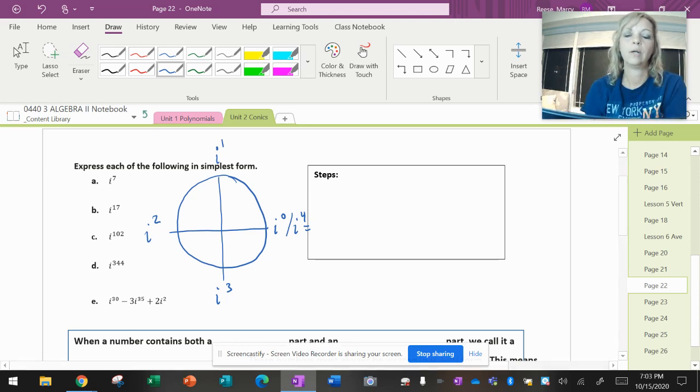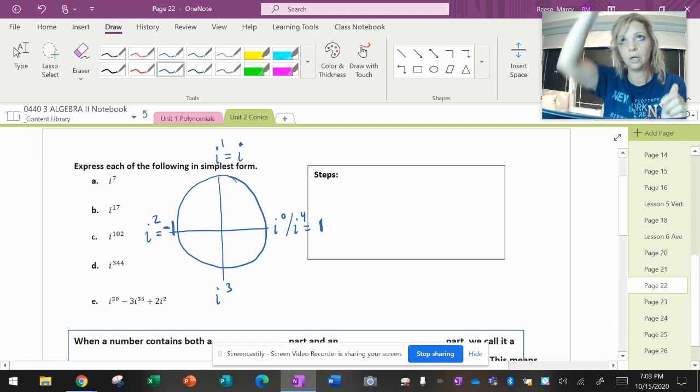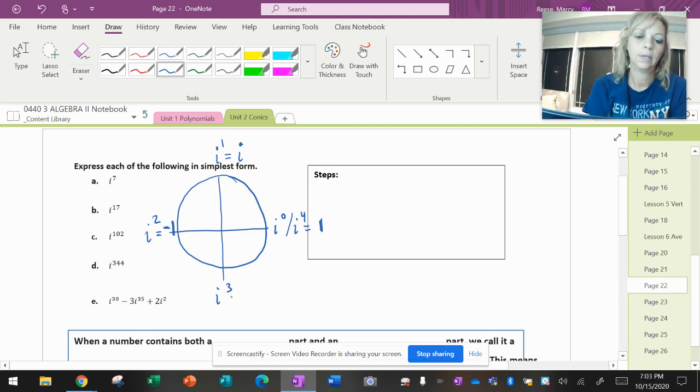Anything to the 0 power is 1, right? Remember that. Opposite that, so go right directly across from it, is i to the 2nd, and that's negative 1. Okay, so 1, negative 1. Go to the top, i to the 1st. Anything to the 1st, i to the 1st, is just i, right? That's not going to change. Go right below it, and that's negative i.